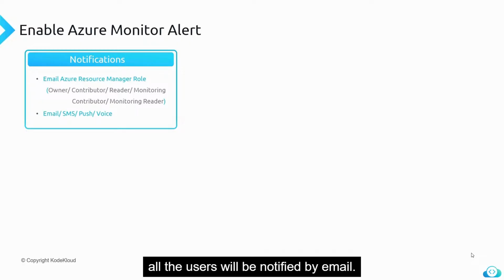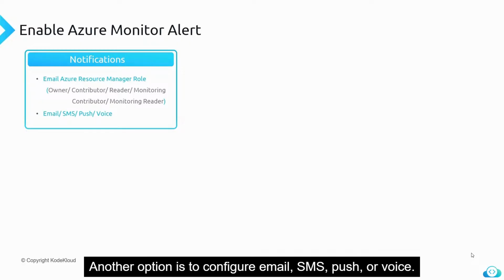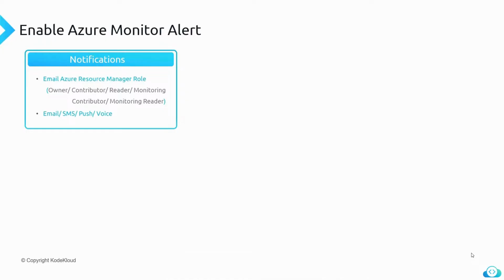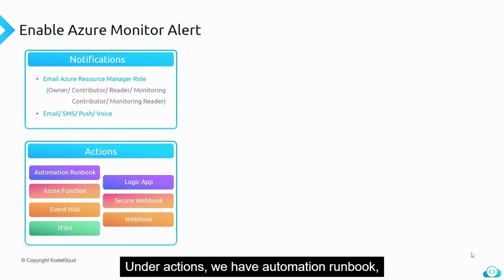In action groups, as I mentioned, you'll be able to define notification preferences and automation preferences. Under notification, you have the option to email Azure Resource Manager roles like owner, contributor, reader, monitoring contributor, or monitoring reader. If you choose this option, all the owners or all the contributors, or whatever role you're selecting, all the users will be notified by email. Another option is to configure email, SMS, push, or voice. You can directly type in an email address. Let's say you have a group email address that you want to put there. You can put in the email address and it will send out emails to everyone.